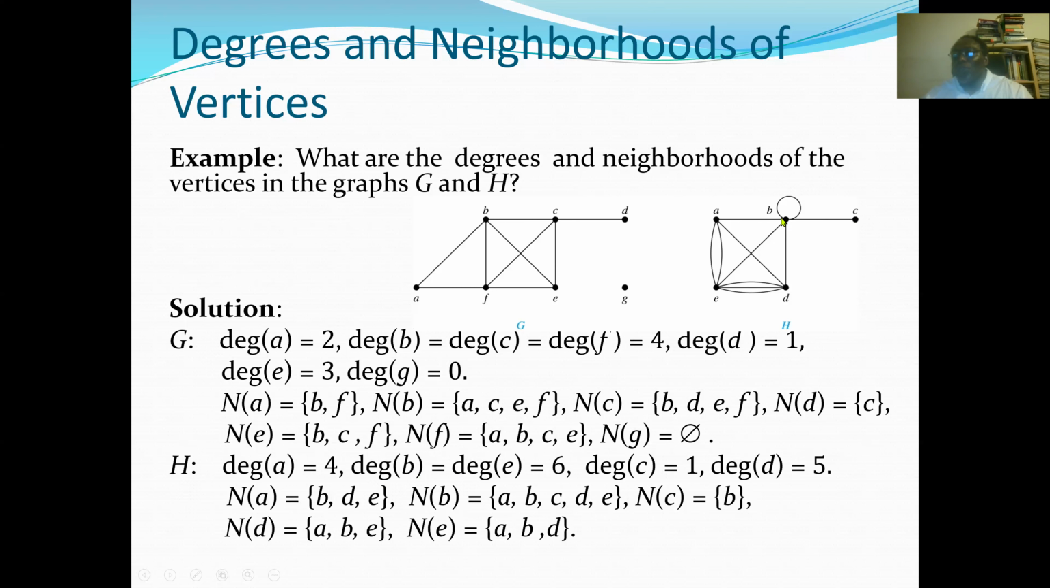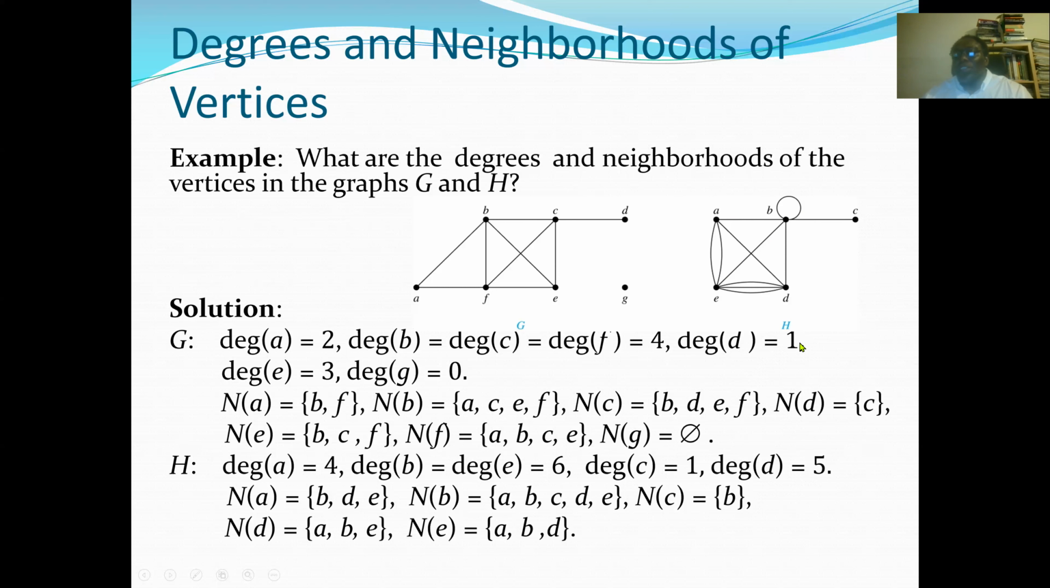Now C, to the right of B. We have 1 to D, 2 to E, 3 to A, 4. So we have 4 lines, plus the loop is 2. So that will give us 6. Then degree of C, C is only 1.